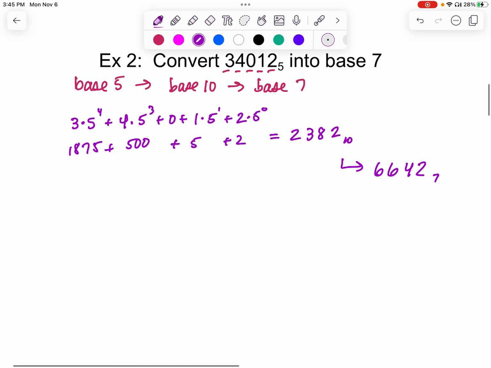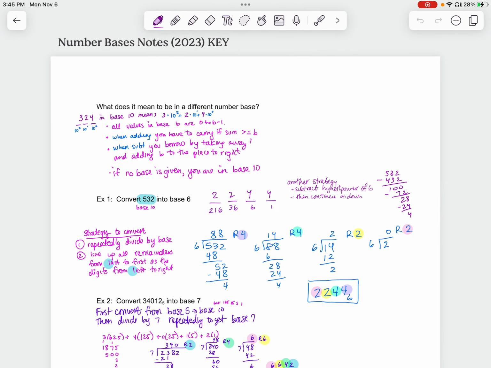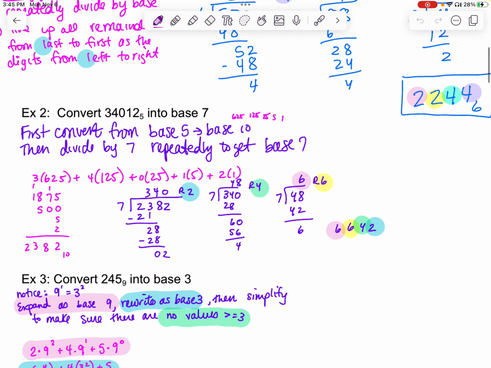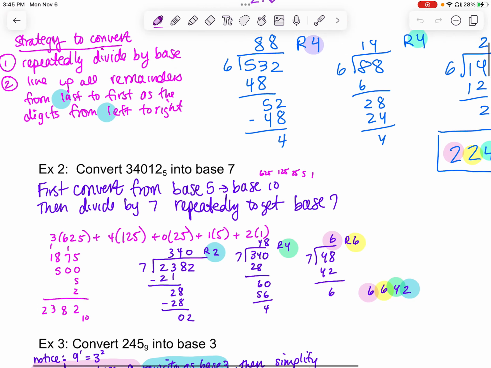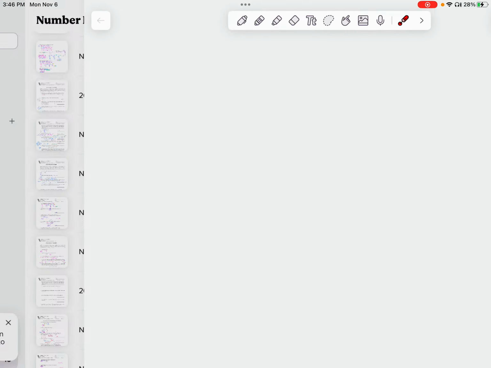And if you want to see the work for this, just pull up the keyed notes that I have. Actually, you know what? I can pull them up right here. So if you were to go ahead and do this, we can see the strategy that I used here. I just did this repeated division by 7. All right, let's go on to the next problem. Oops, not that.